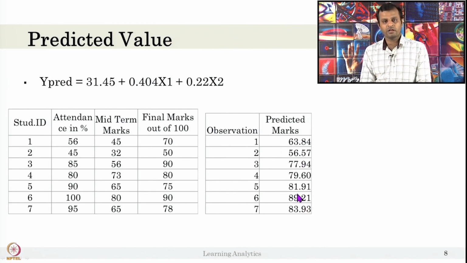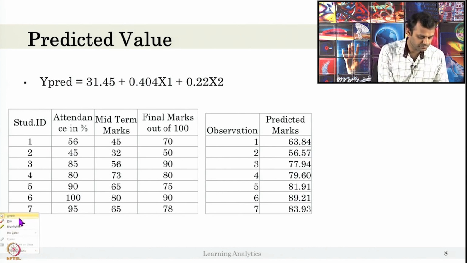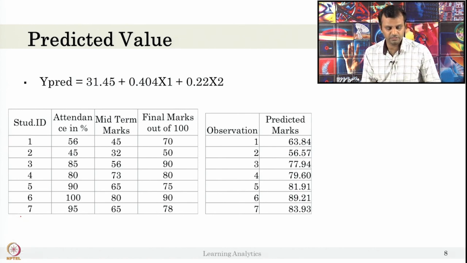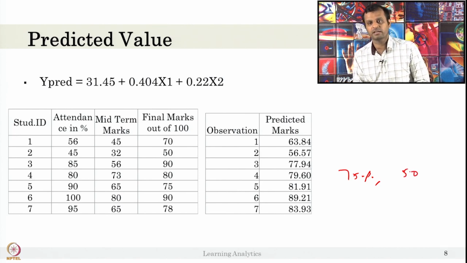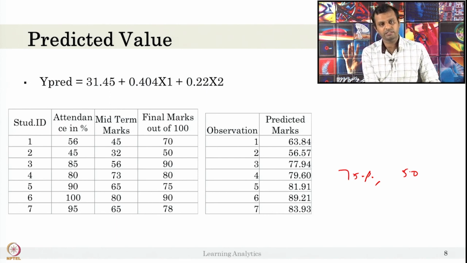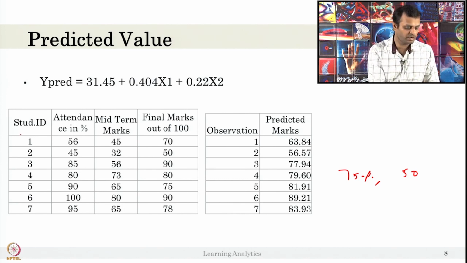Now, using this model, it is very interesting, if you want to predict for some student, you have no idea about the student, the student has a 75 percentage attendance, and also scored midterm marks, say 50, something like that. So, what will be that student's performance? So, consider this data you got, this particular data, this whole table.